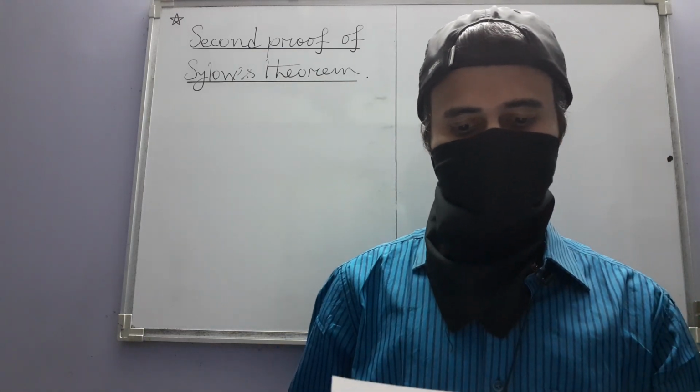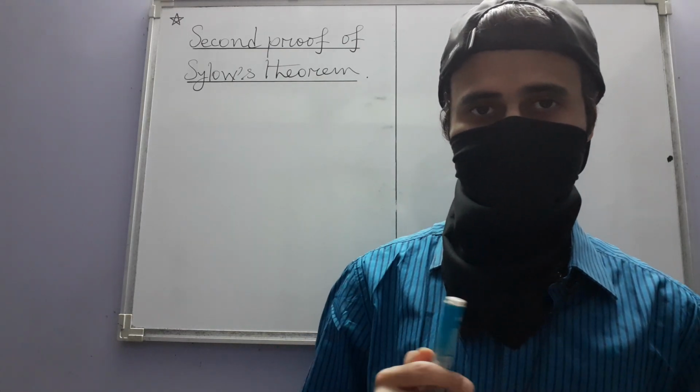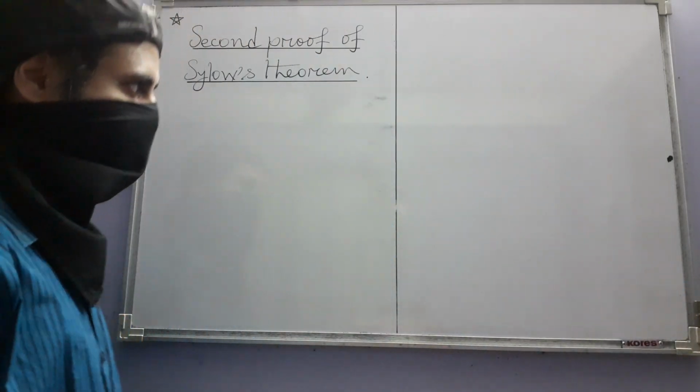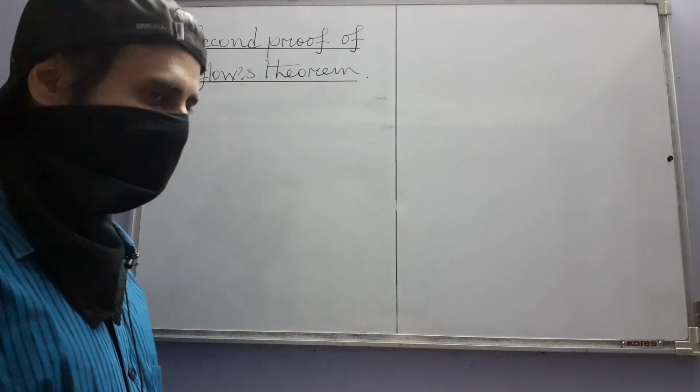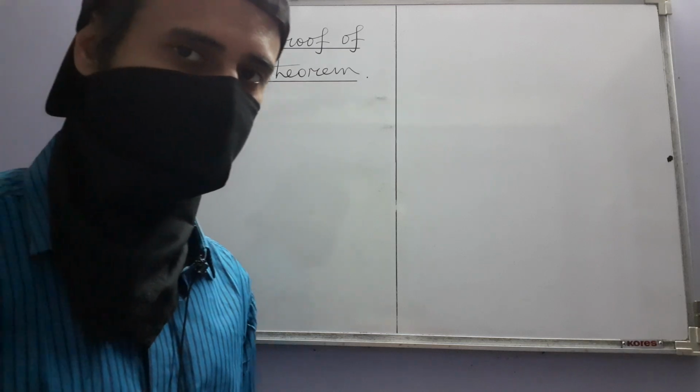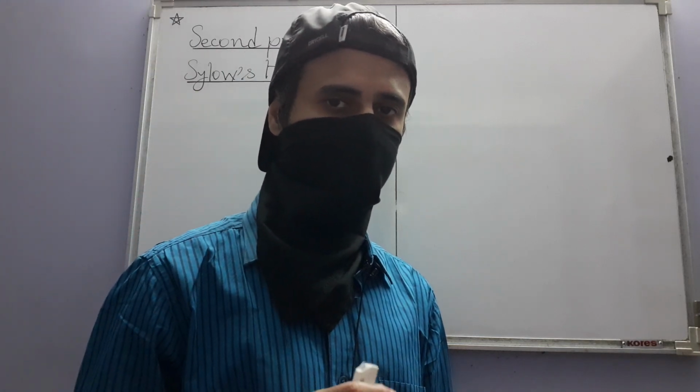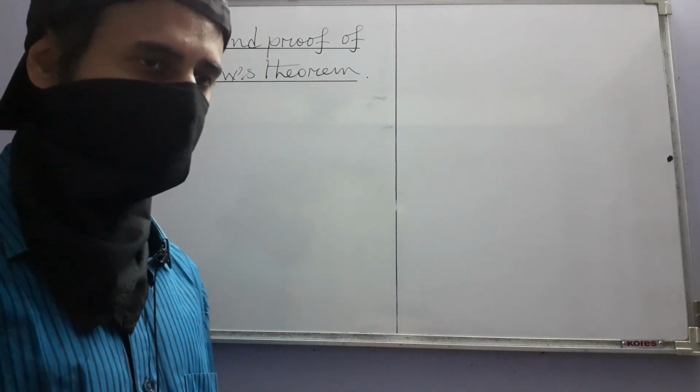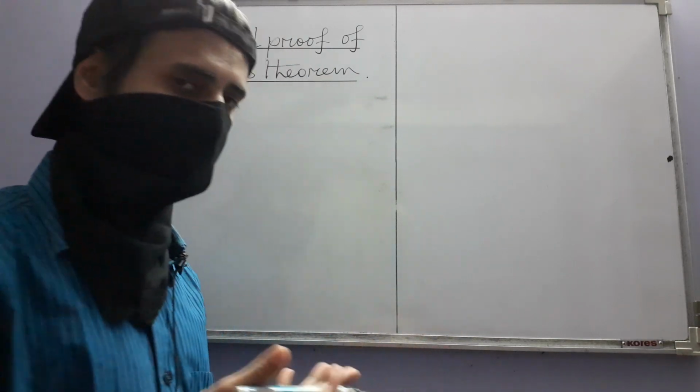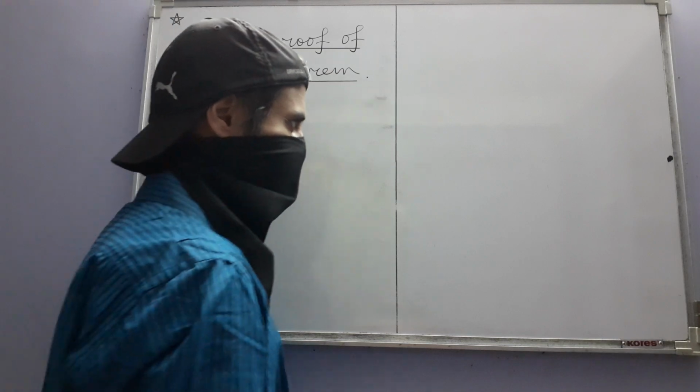Okay, so let us next see the second proof of Sylow's theorem. So we have already actually proved Sylow's theorem. We have already gone through Wielandt's proof, which is number theoretic and combinatorial in nature. But let us also recall what the actual statement of Sylow's theorem is.